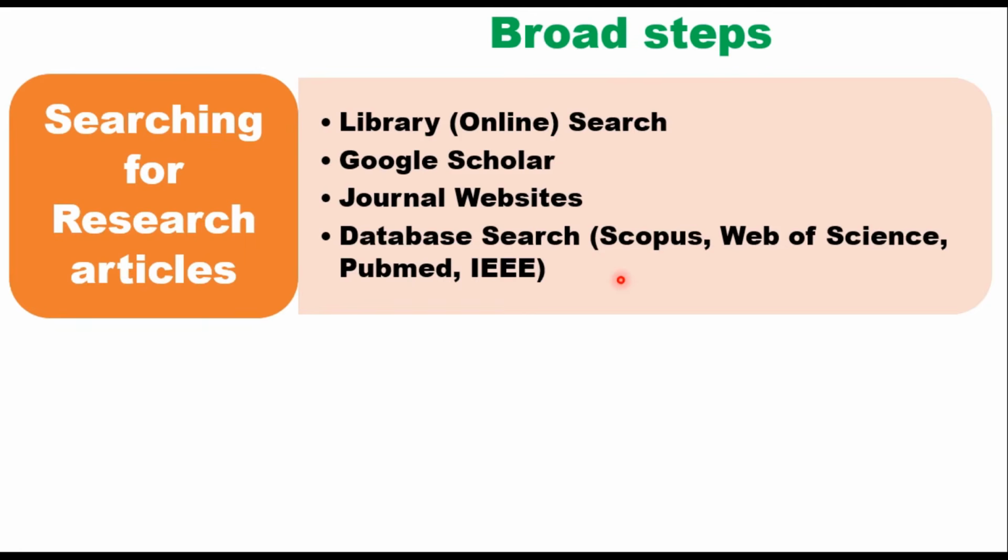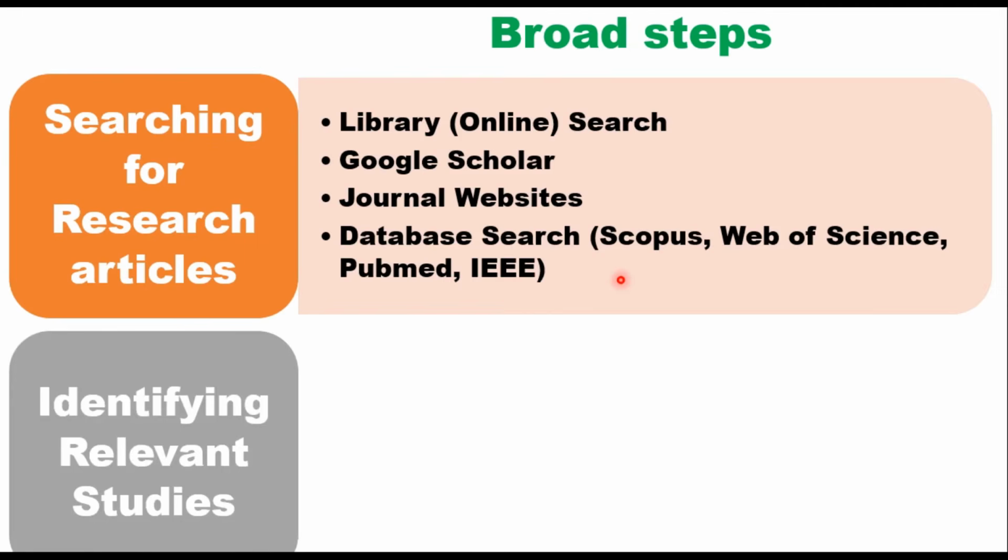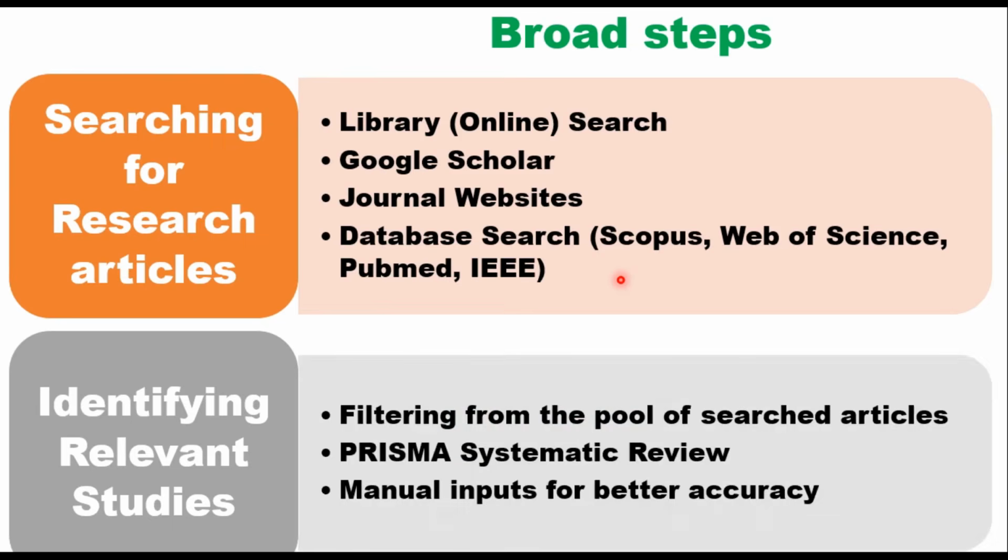The second step is identifying relevant studies. After making a search for research articles, it is important to apply some filter to remove duplicate or irrelevant papers from the list and then carry out PRISMA systematic review. Sometimes you need to add or remove some papers manually also for better accuracy.